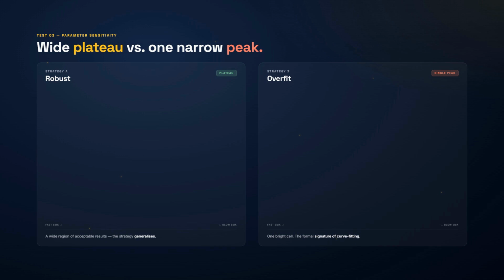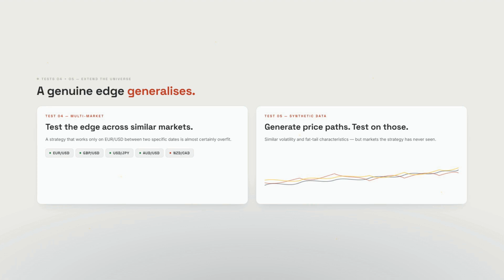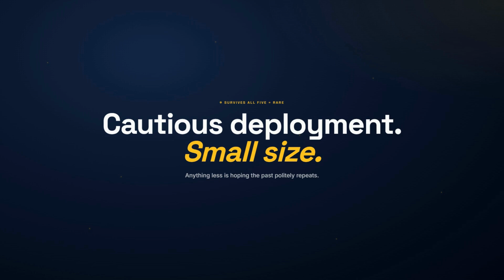Multi-market testing. A genuine edge generalizes to similar markets. A strategy that works only on Euro-US dollar between two specific dates is almost certainly overfit. And synthetic data. Generate price paths with similar volatility and fat tail characteristics, and test on those. A strategy that survives all 5 is rare. One that survives most of them deserves cautious, real money deployment with small size. Anything less is hoping the past politely repeats.